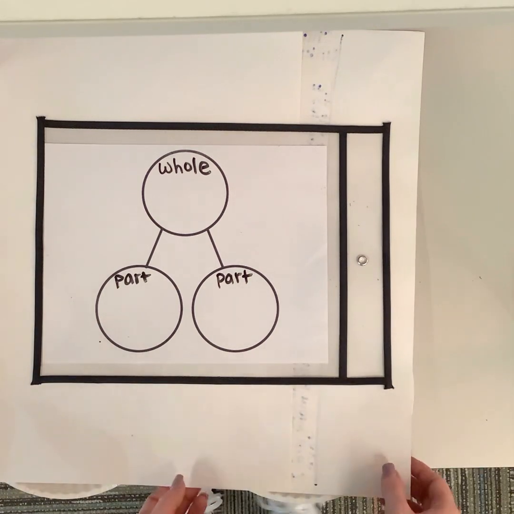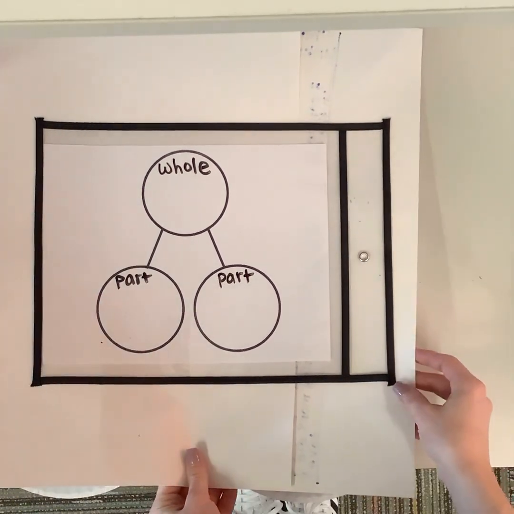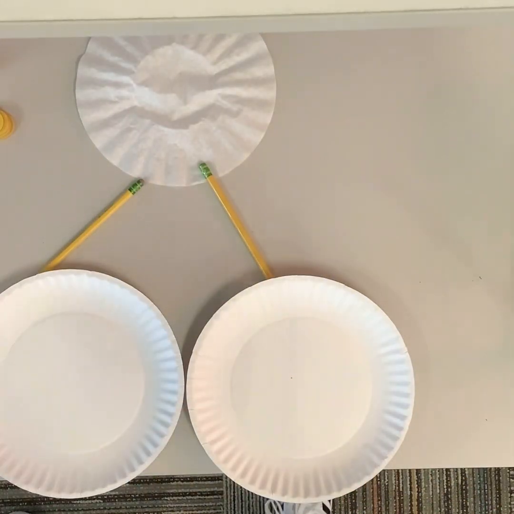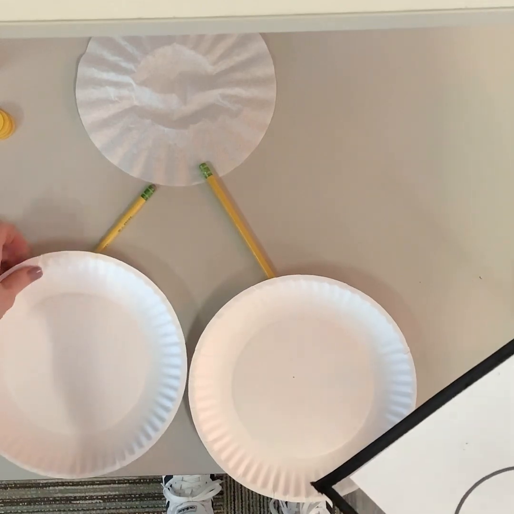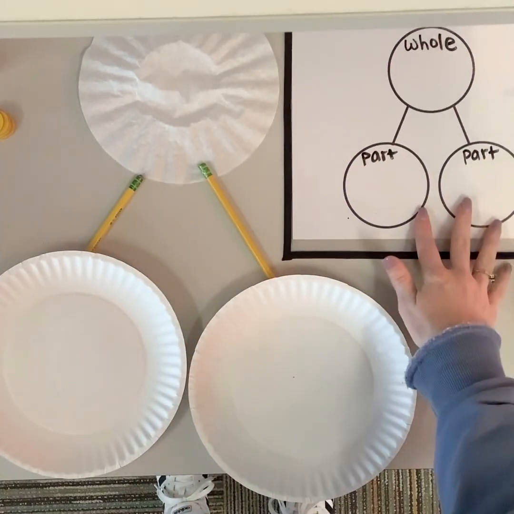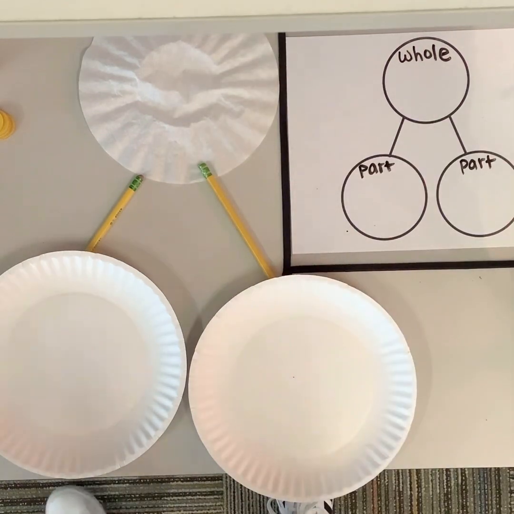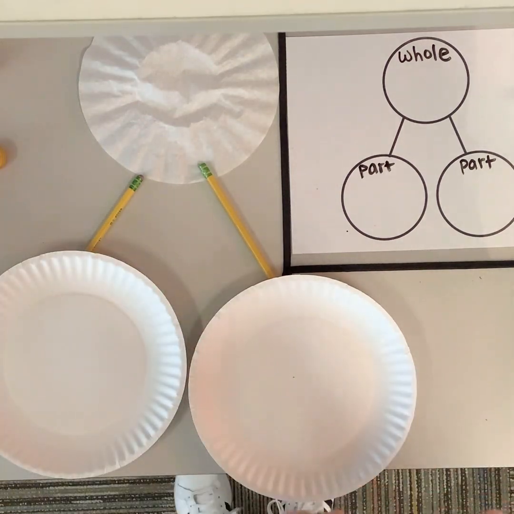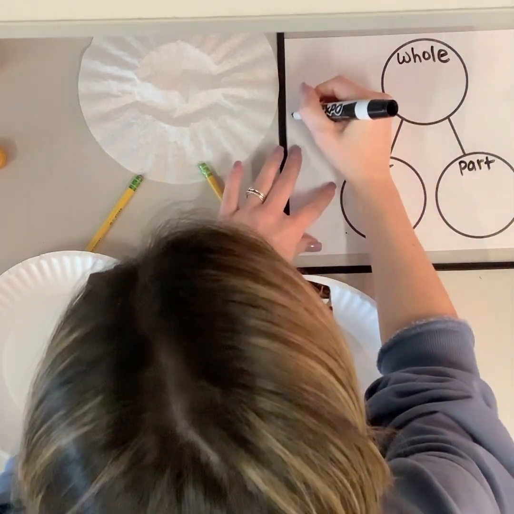I was looking around the room and I made my own number bond because I wanted to be creative. So I made my own number bond out of a coffee filter, 2 pencils, and 2 paper plates. I'm going to show you how to use a number bond to solve subtraction problems today. We're going to solve this problem first. Ready?